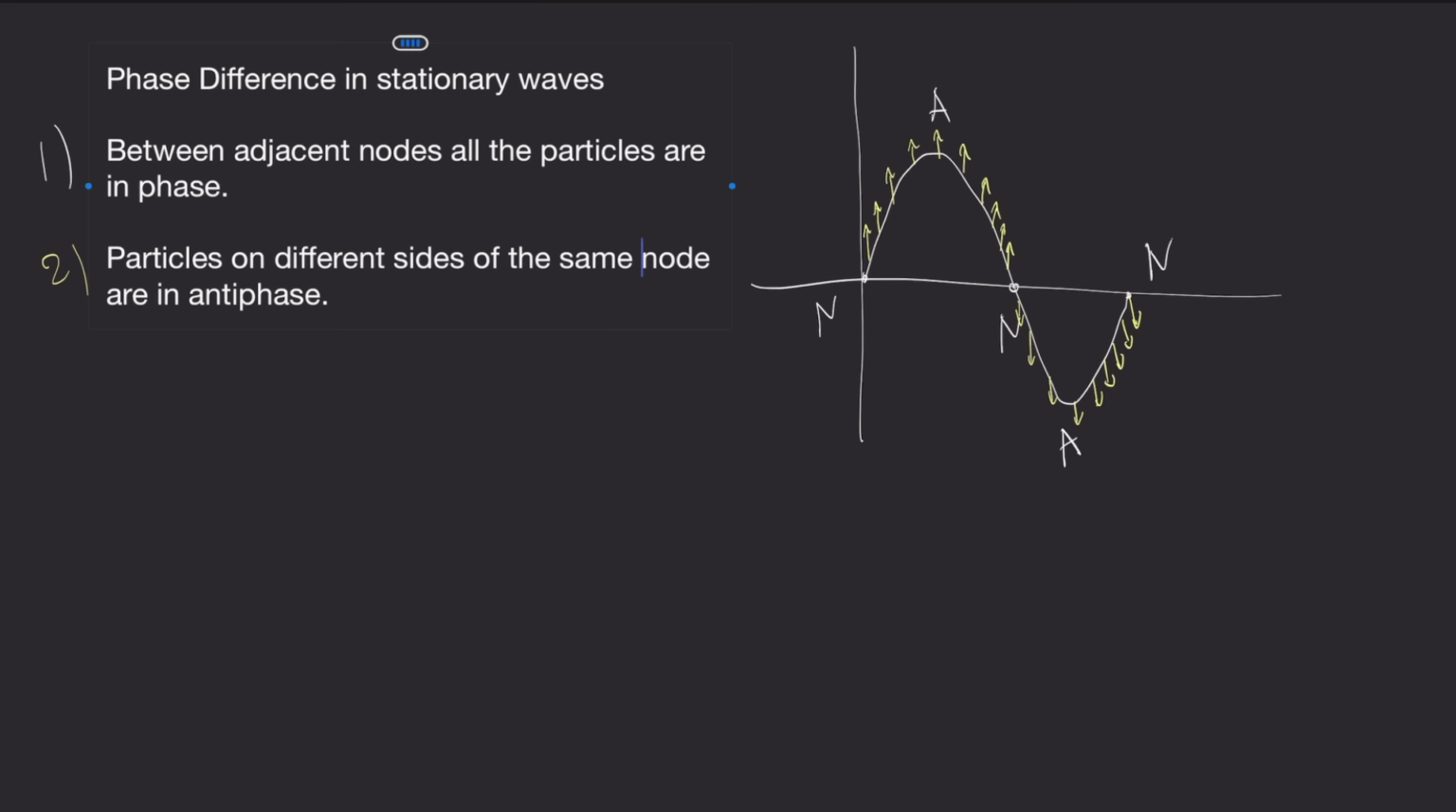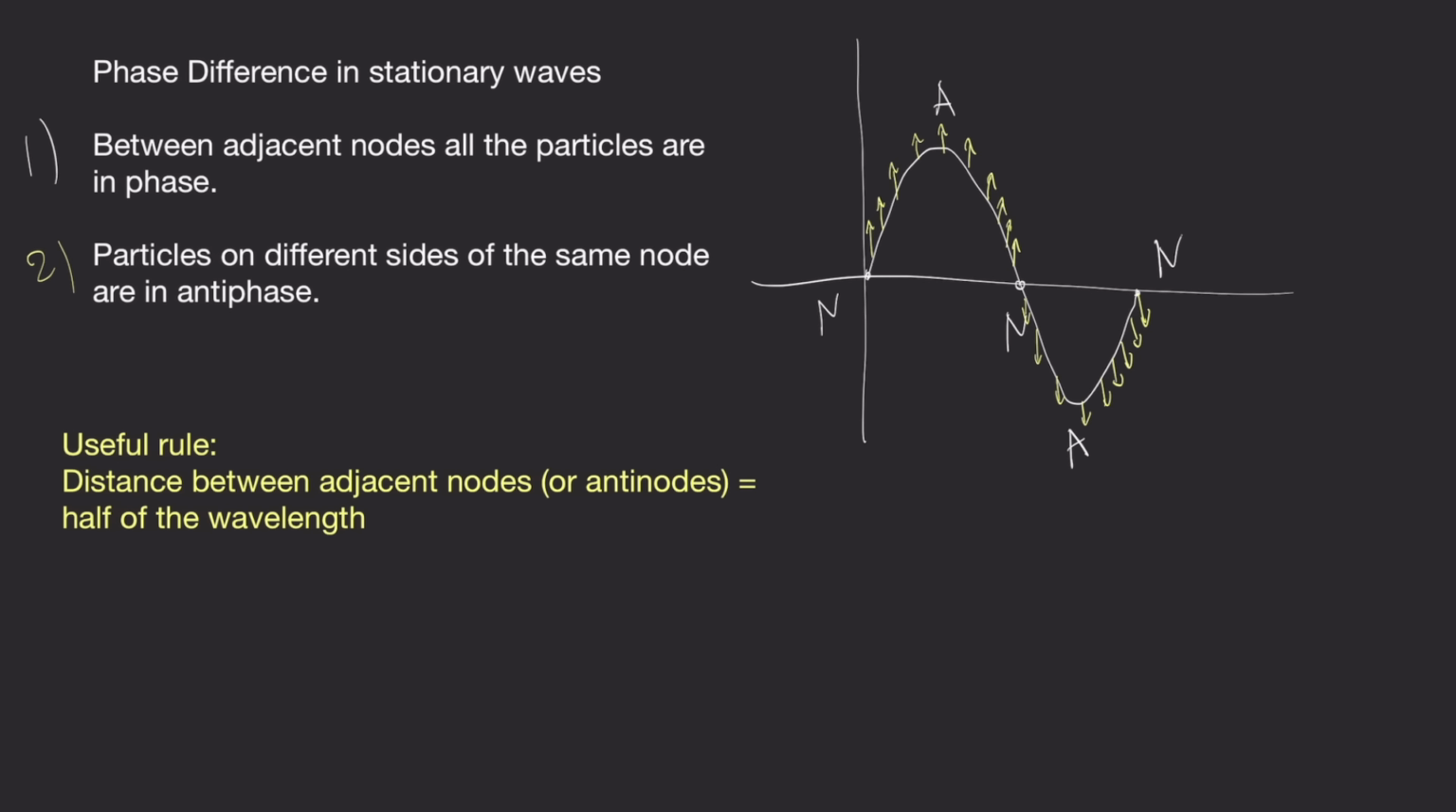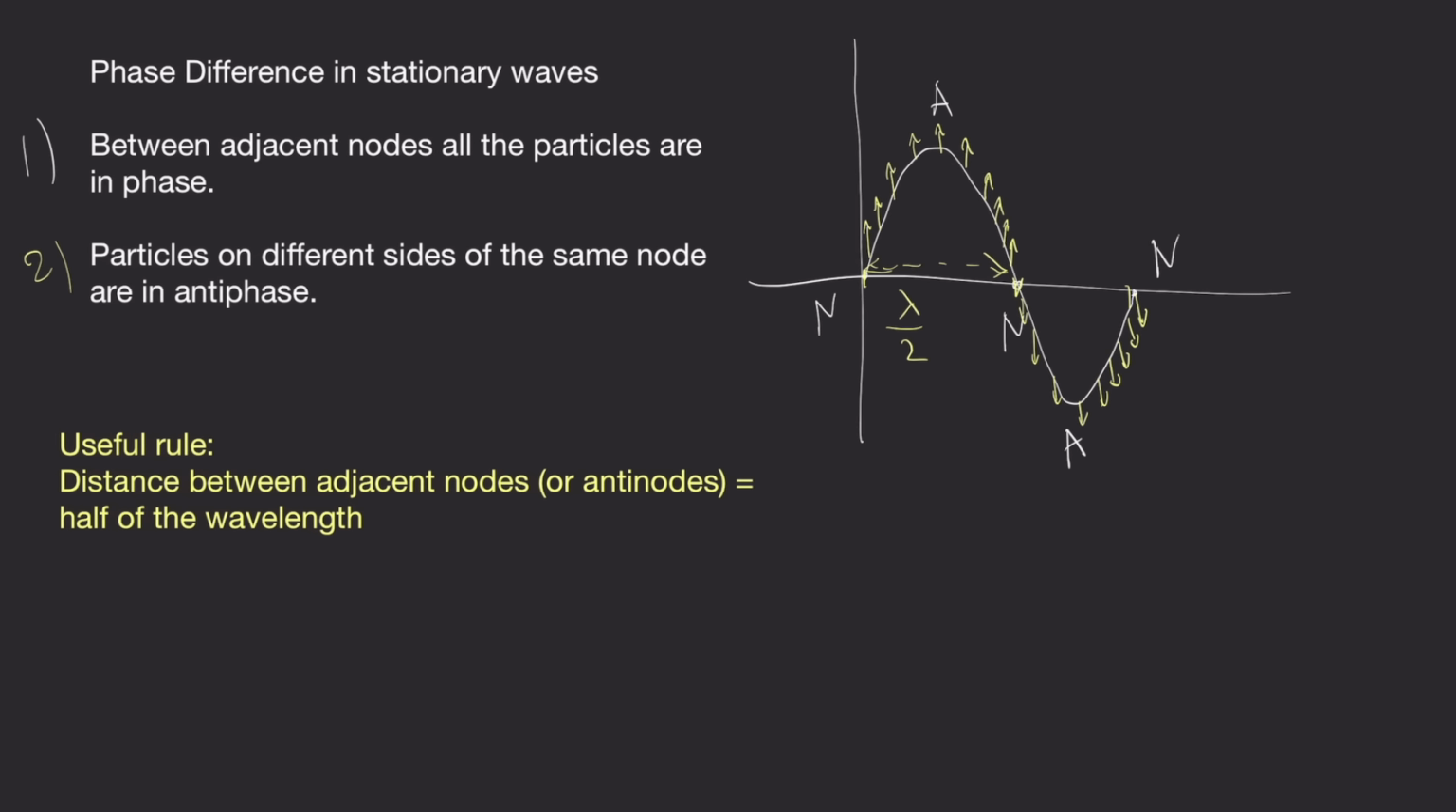Just while we're talking about useful rules, the distance between adjacent nodes or adjacent antinodes is actually half of the wavelength. So for instance, let's say this distance between those two nodes, well, we can clearly see that this will be half a wavelength, and this one here will also be half a wavelength, but also between antinodes as well. So that will be this distance here. This will also be lambda over 2. By the wavelength, we mean the wavelength of the progressive wave which formed the stationary wave.